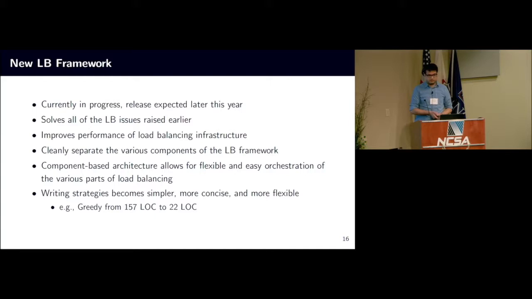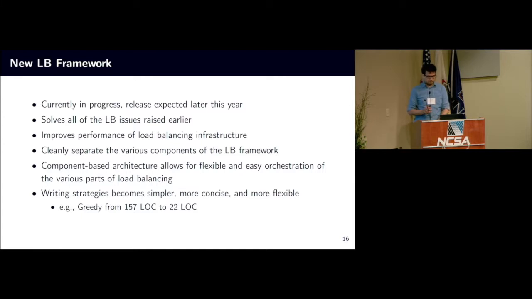The performance improvements that I talked about before, like fast central LB, are all incorporated in the system. It cleanly separates everything, as I've said before. The way that we've architected things is intended to make things easy to orchestrate and easy for end users to manipulate. And one big win is that writing strategies has become a lot simpler and more concise. So for example, greedy has gone from around 157 lines of code to 22. And that's one of the simpler strategies.